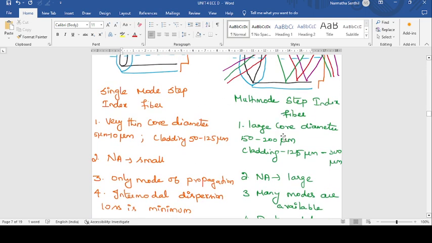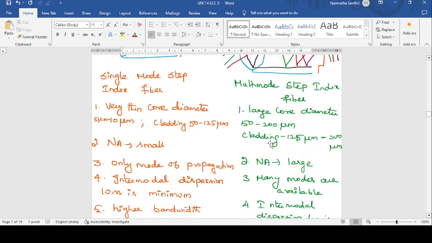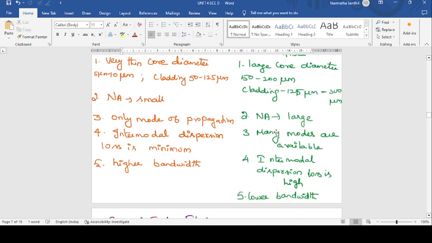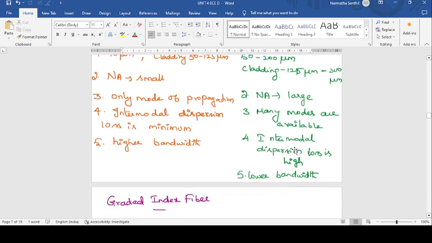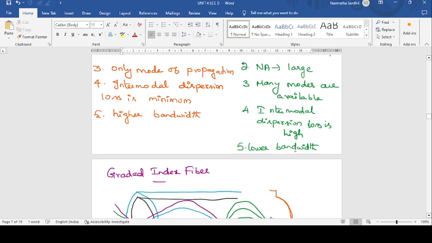Multi-mode step index fiber has a very large core diameter of 50 to 200 micrometer. Here the cladding varies from 125 to 300 micrometer. So numerical aperture is very large and many modes are available for the light to transmit. Intermodal dispersion loss is very high and it has a lower bandwidth.